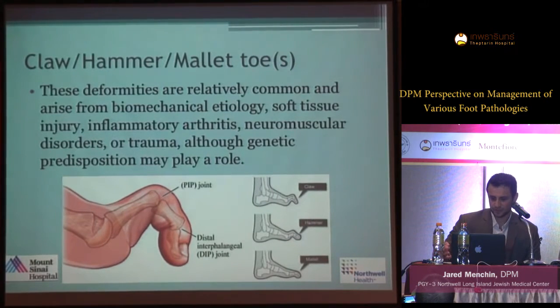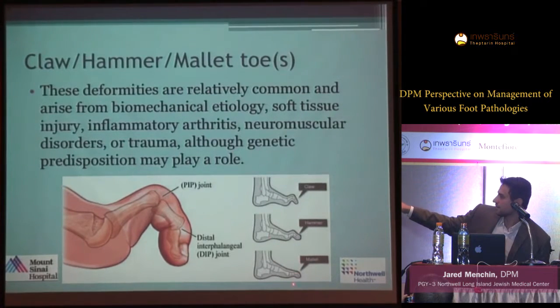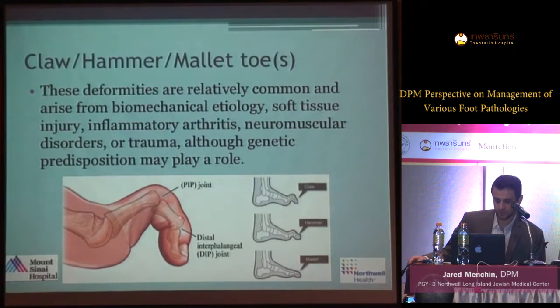So the difference between these three is a mallet toe. Mallet toe only is going to affect the distal interphalangeal joint of the toe. Hammer toe is going to affect the proximal interphalangeal joint and the distal interphalangeal joint. And then the claw toe is going to affect the metatarsophalangeal joint, proximal interphalangeal joint, and the distal interphalangeal joint.